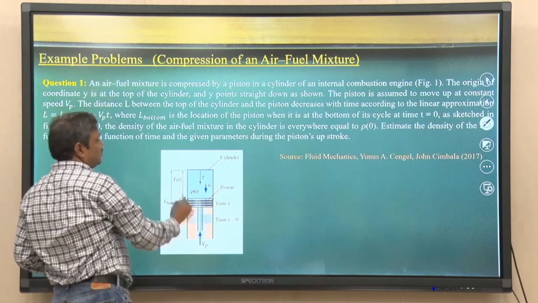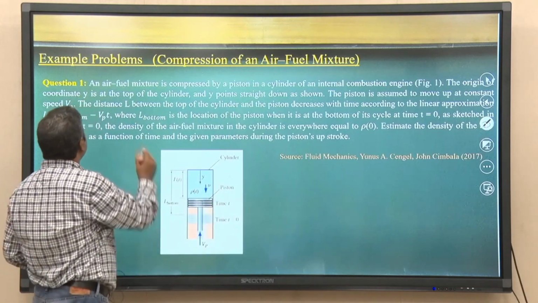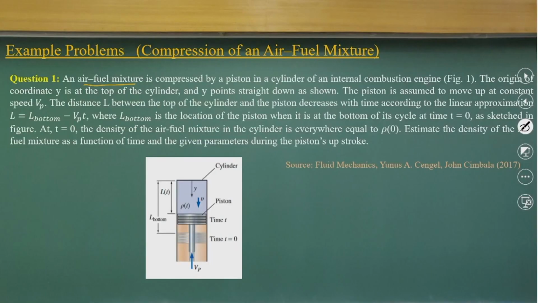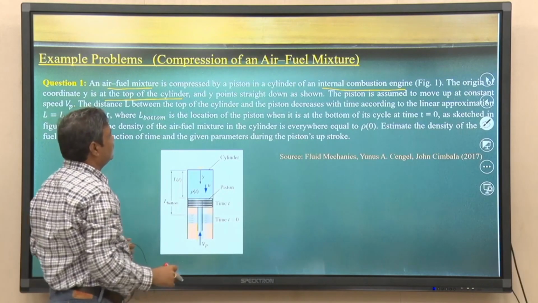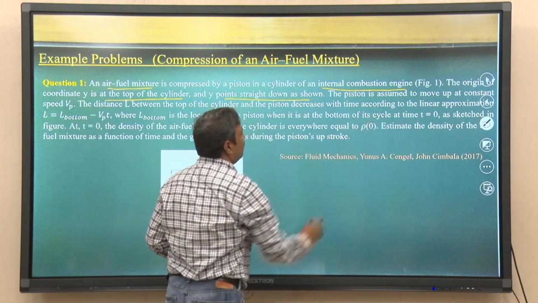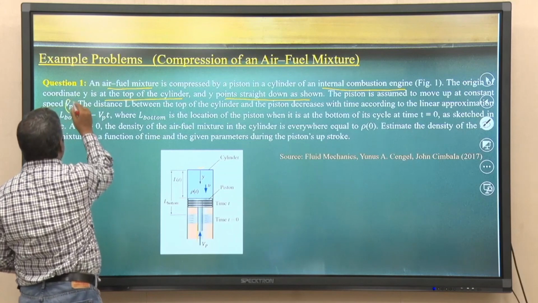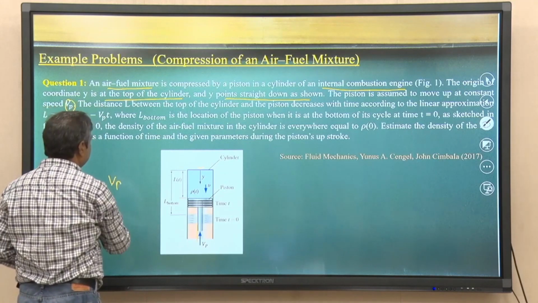Let us take one question from the SwayamPrabha book. An air-fuel mixture is compressed by a piston in an internal combustion engine. The origin of the y coordinate is at the top of the cylinder, and y points straight down as shown. The piston is assumed to move up at a constant speed Vp.